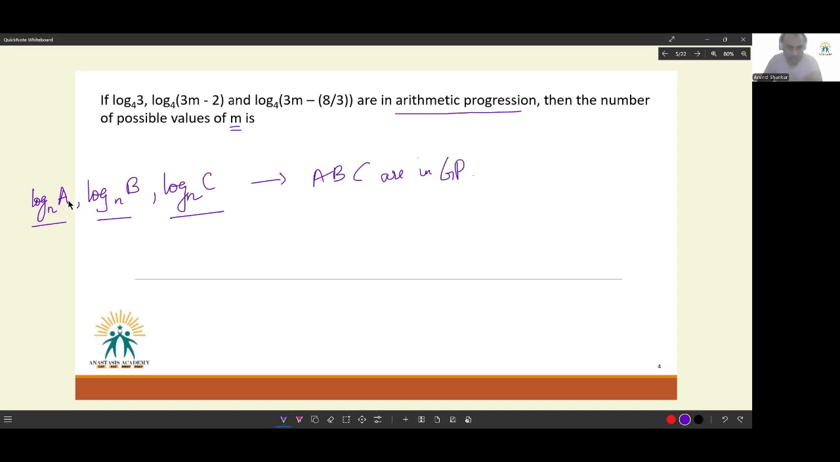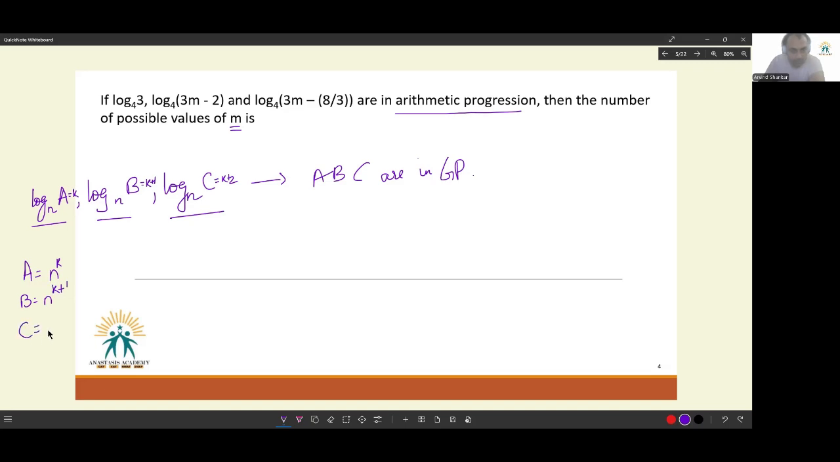How that figures? See, if these are in AP, if this is equal to K, this is equal to K plus 1, and this is equal to K plus 2, because they are in AP, 3 consecutive numbers I've taken. A is equal to n raised to the power K. B is equal to n raised to the power K plus 1.